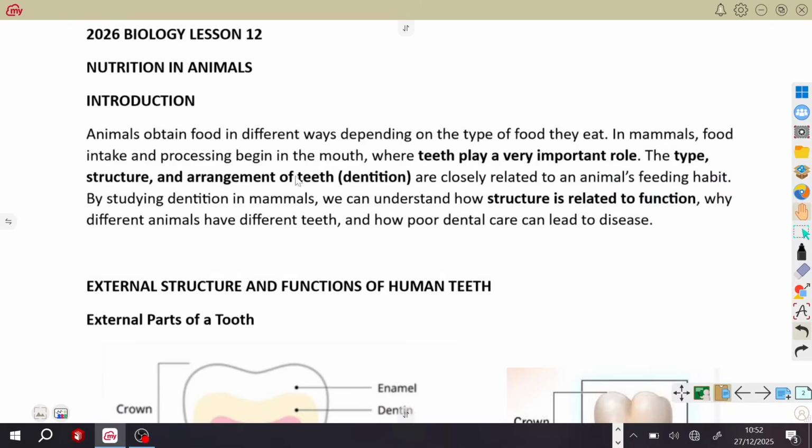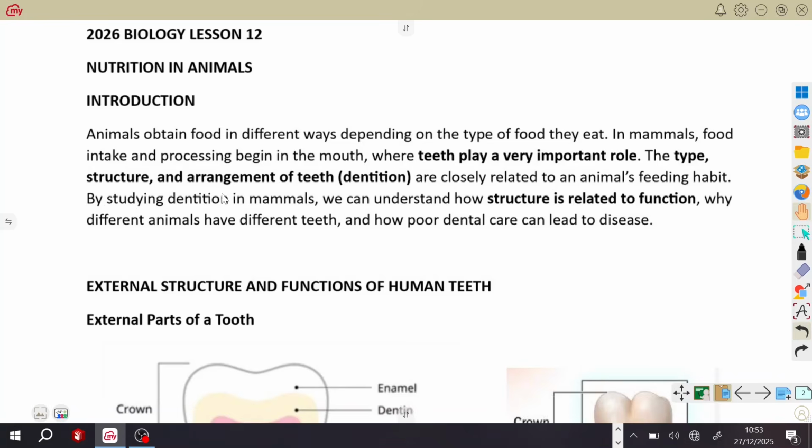So we are saying, the type, structure, and arrangement of teeth, which is dentition itself. Dentition is to talk about the structure and arrangement of teeth, which are closely related to an animal's feeding habit. What it feeds on must match the type of teeth the animal has, the structure of the teeth the animal has, and the arrangement of the teeth the animal has. Okay, and that's what we are covering here.